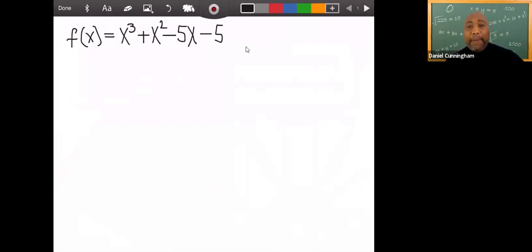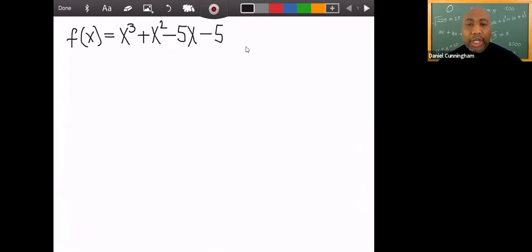Now let's look at an example to find where a function is increasing and decreasing. In addition, I'm going to show you where there's a max and a min. I'm going to show you some extremums. We call them relative extremums, max and min. They could be local or absolute max or min. So let me just give you how you get started.